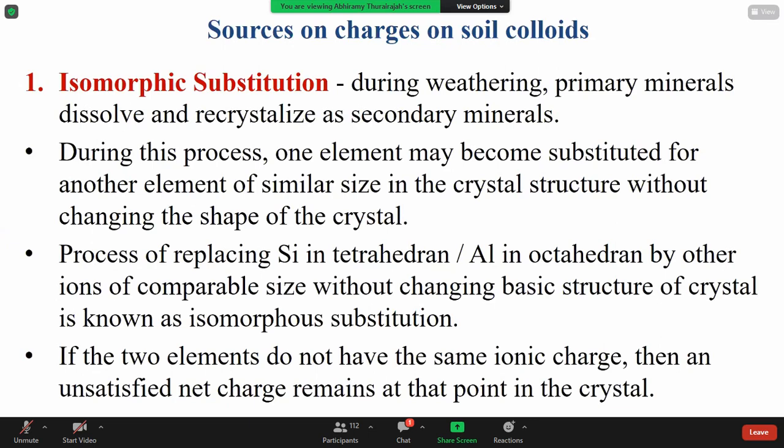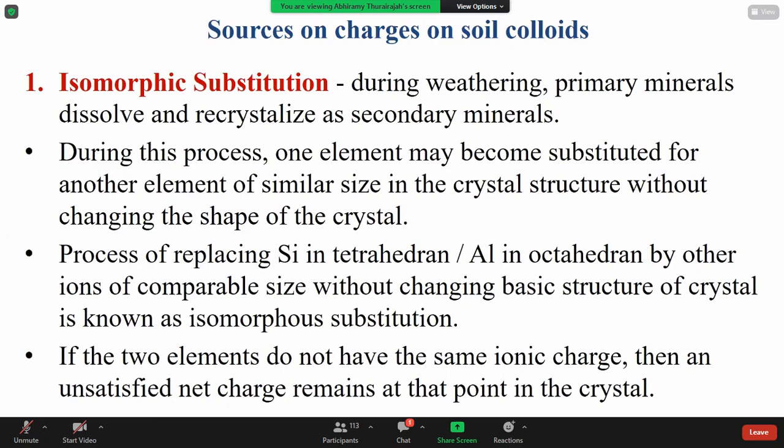Okay, so through this process, do you know what the basic layers of the clay minerals are? The building blocks of clay minerals. How do the clay minerals form? Silicon tetrahedral and the aluminum octahedral. These are the building blocks of the clay minerals, right?